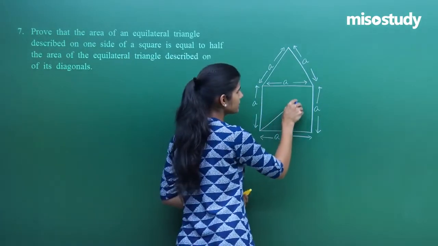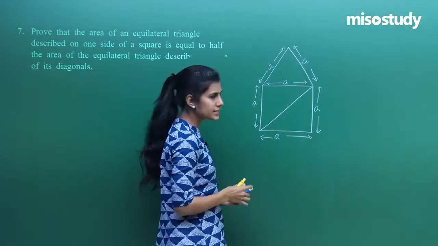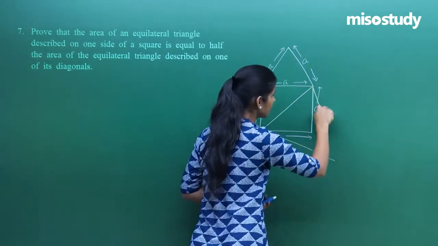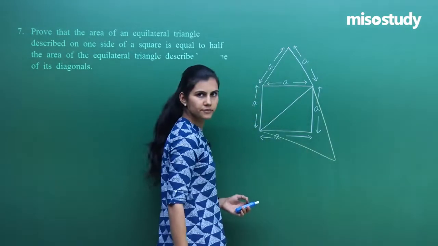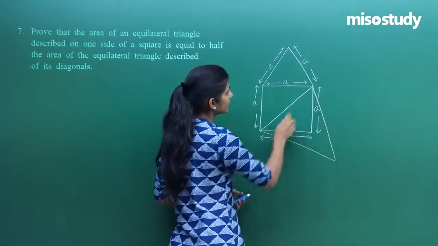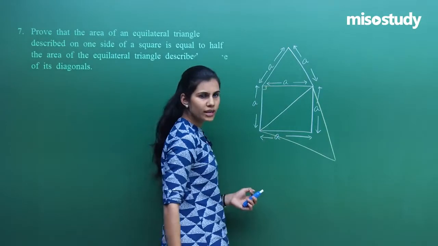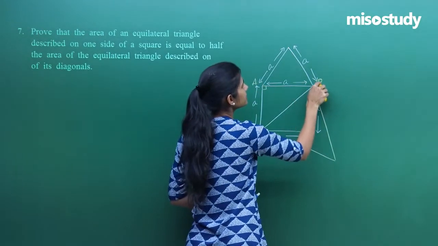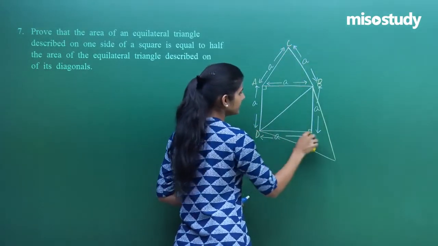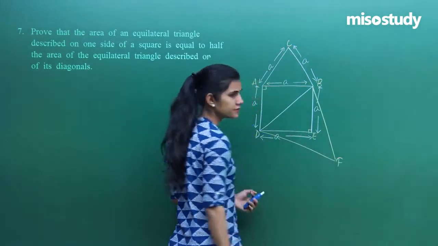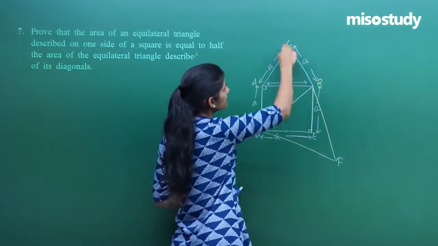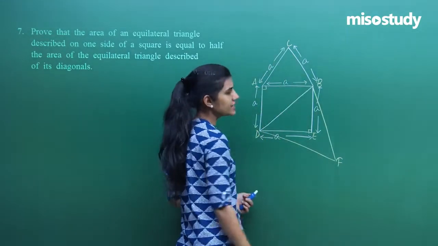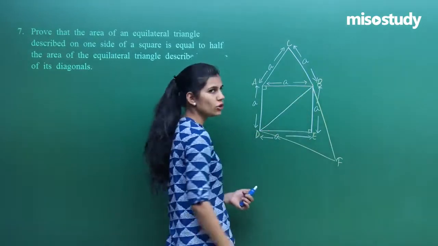Now if I talk about this diagonal, there is another equilateral triangle described on this diagonal, which is this. Now what is the length of this diagonal? Of course this is a right angle triangle because each angle in a square is 90 degrees. So let me mark this. This is A, B, C, D, E and F. Triangle CAB is an equilateral triangle described on one side of the square, and triangle BDF is an equilateral triangle described on one diagonal of the square.